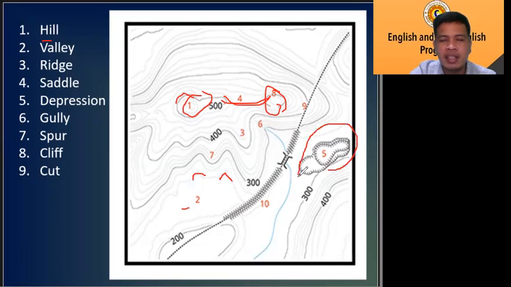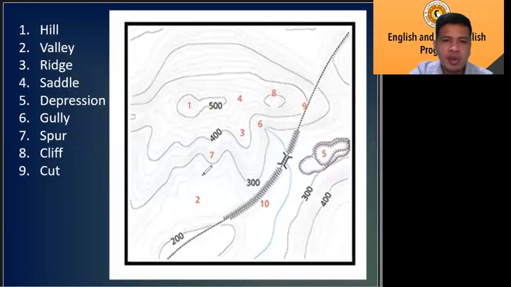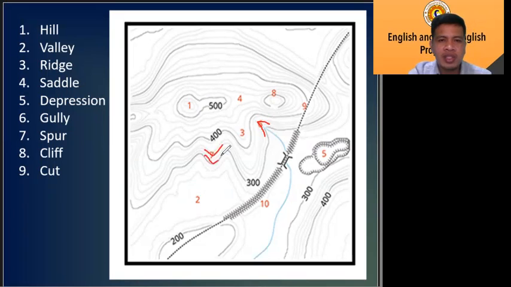You can easily identify a depression because there are hachure lines here, like this one. Then number six is a gully. A gully also has a V shape, and there is a river. The blue lines are a river. Number seven is a spur. See the difference between a gully and a spur. In a gully the V is going up, and here the spur's V shape is going down. But remember, they are both of the same elevation.